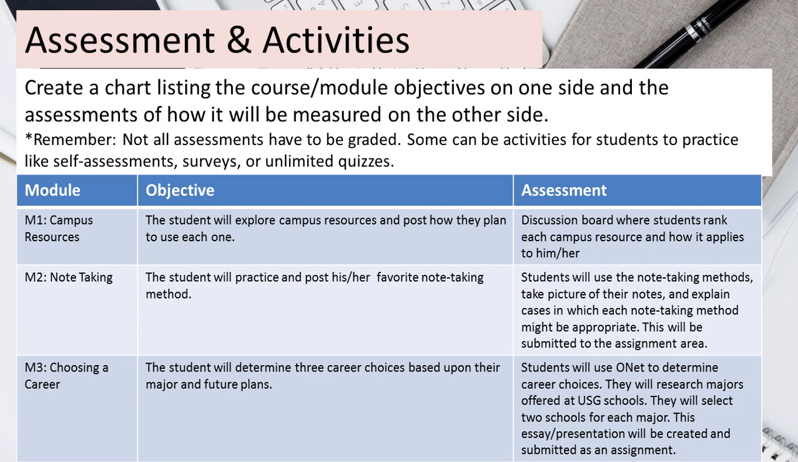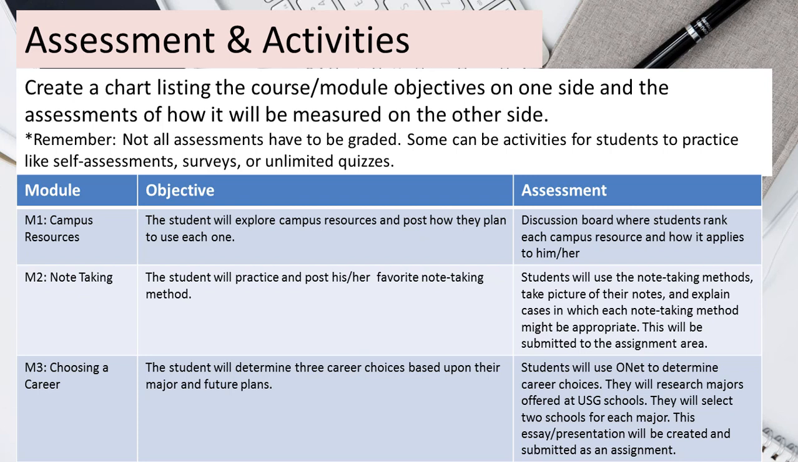So Module 1, campus resources. The student will explore campus resources and post how they plan to use each one. So you're going to list out that objective. Then you're going to define how you're going to assess that objective. What are the students going to do that's going to let me know that they've met the objective of exploring campus resources and posting how they plan to use each one?